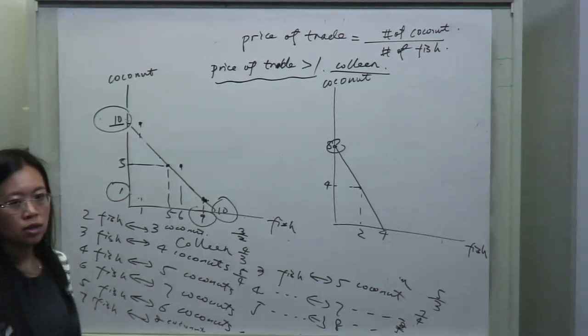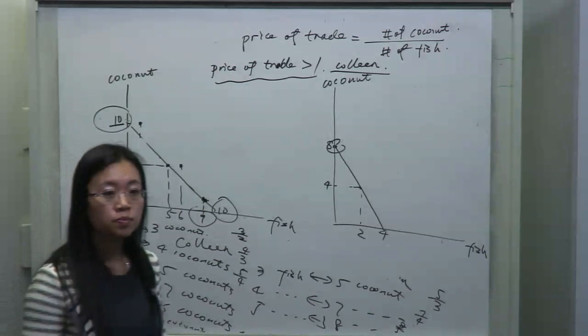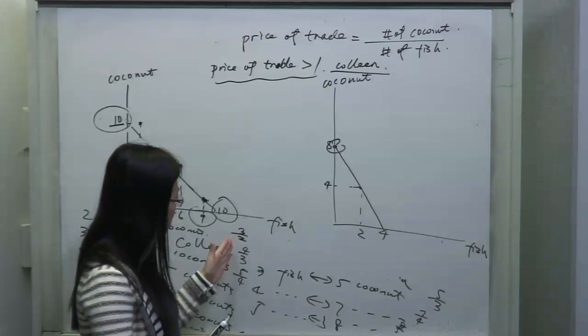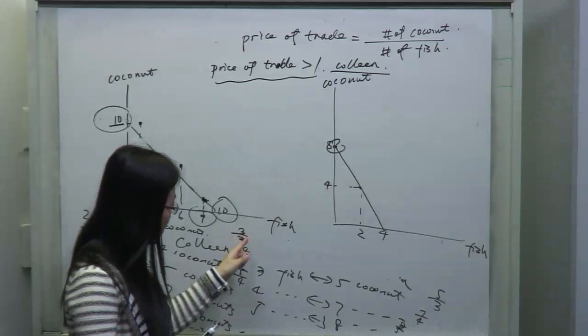I have a question. Yes. If Colleen's terms of trading is her price of trade must be greater than 1, does that mean that Tom's price of trade must be greater than 2? A good question. That's what I'm going to say right now. So that's one thing you observe: this has to be greater than 1.